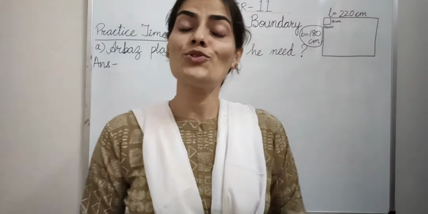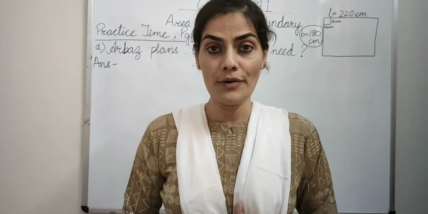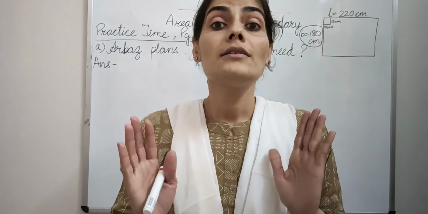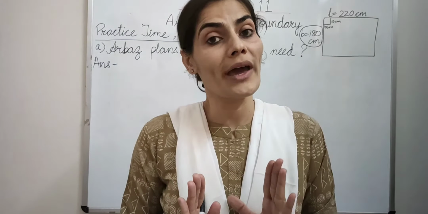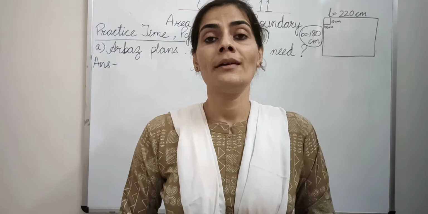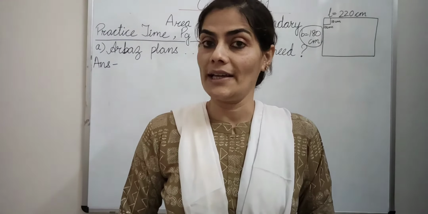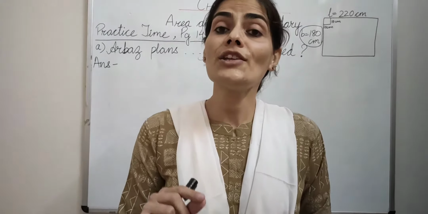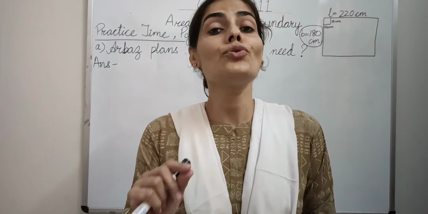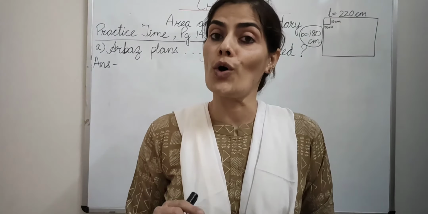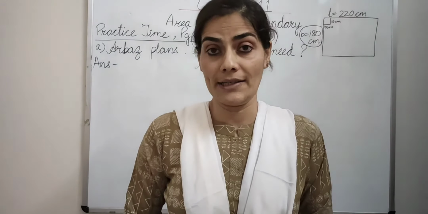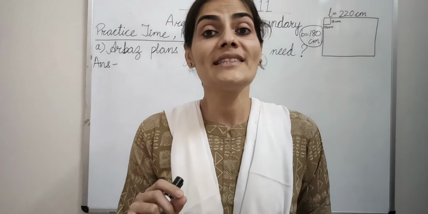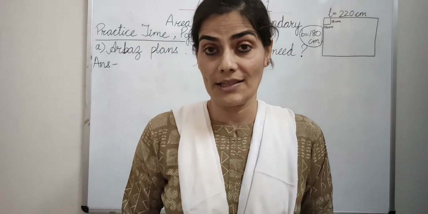Arbaaz plans to tile his kitchen floor with green square tiles. Remember, the tiles are square in shape. Each side of the tile is of 10 centimeter. His kitchen floor is 220 centimeter long and 180 centimeter wide. How many tiles does he need?